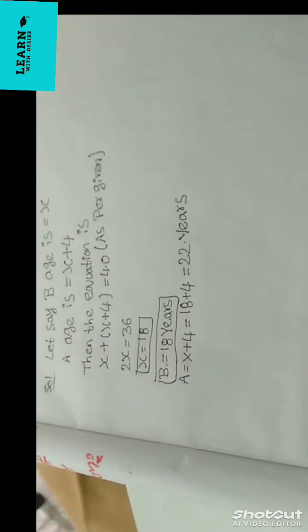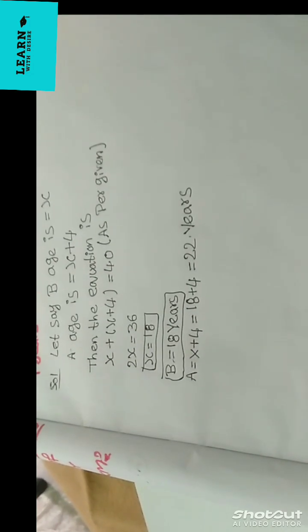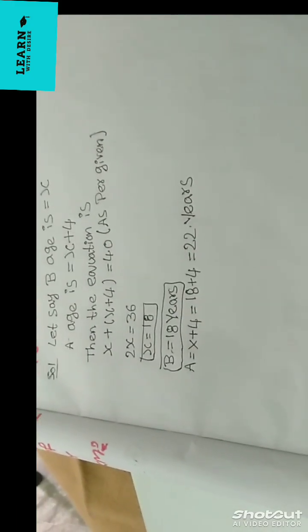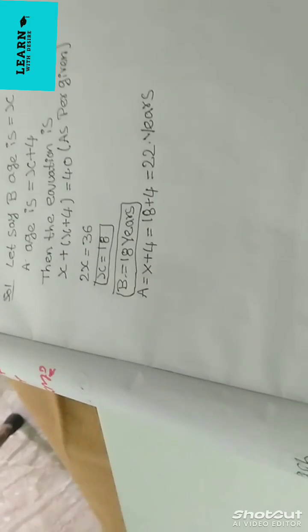After writing A's age and B's age, the equation is X plus X plus 4 equals 40. As per the given information in the question, we form the equation. From this equation, we calculate the individual ages like this. If we add X to X and send plus 4 to the other side of the equal sign, then it becomes minus 4. 2X equals 36. Then X equals 18. Here the X age is B's age, that is B's age is 18 years.